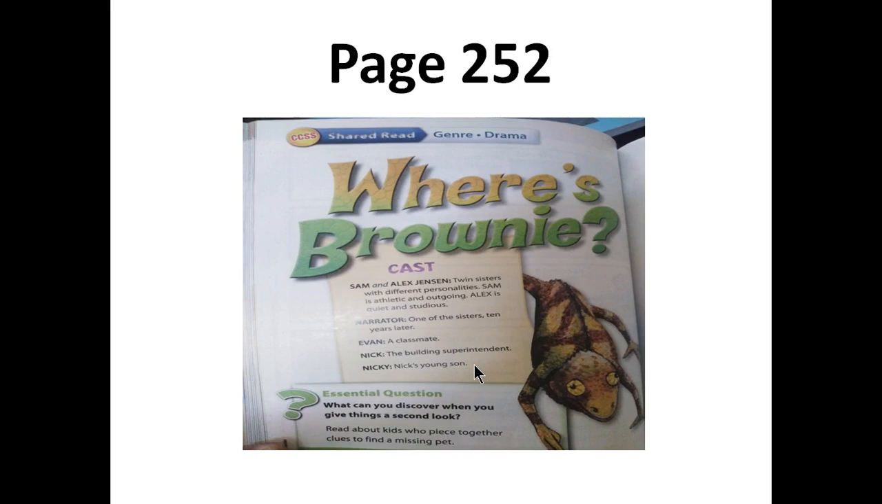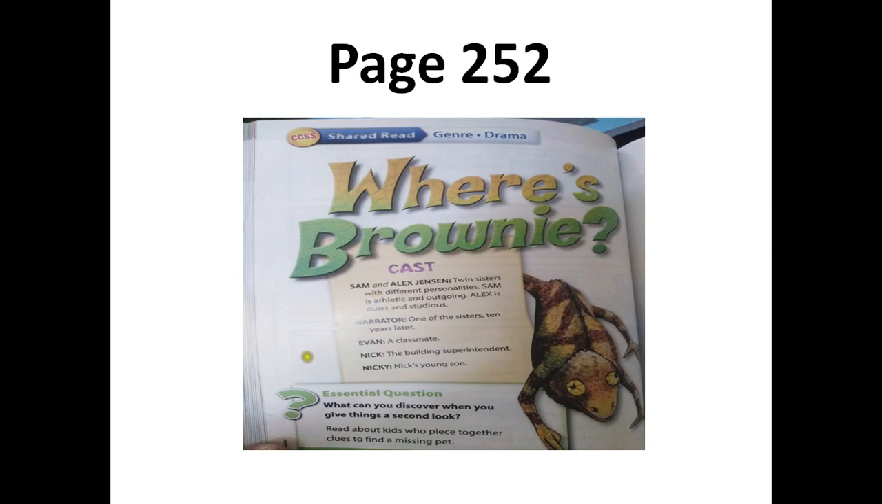On page number 252, you will find the title, Where is Brownie? Here you will also see cast. Cast means the people or characters who are in this drama, means all the persons who are appearing in this drama. Whether they are friends, class fellows, siblings, parents, or children, what is their relation? Everything is explained before you formally kick off the drama.